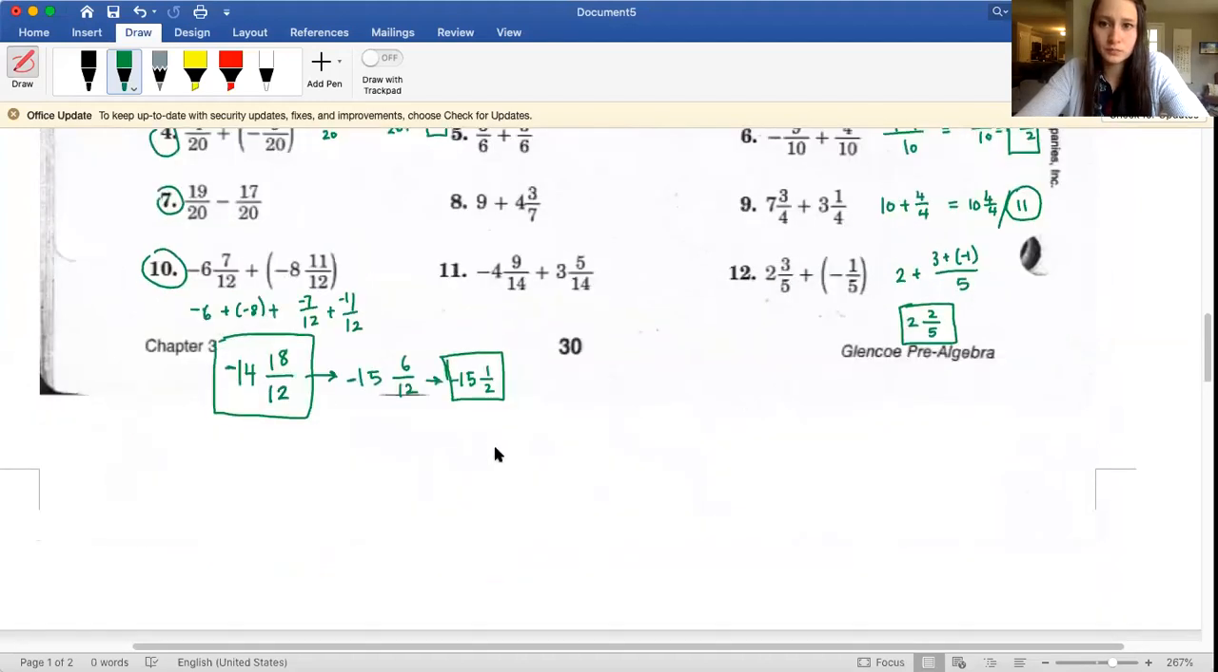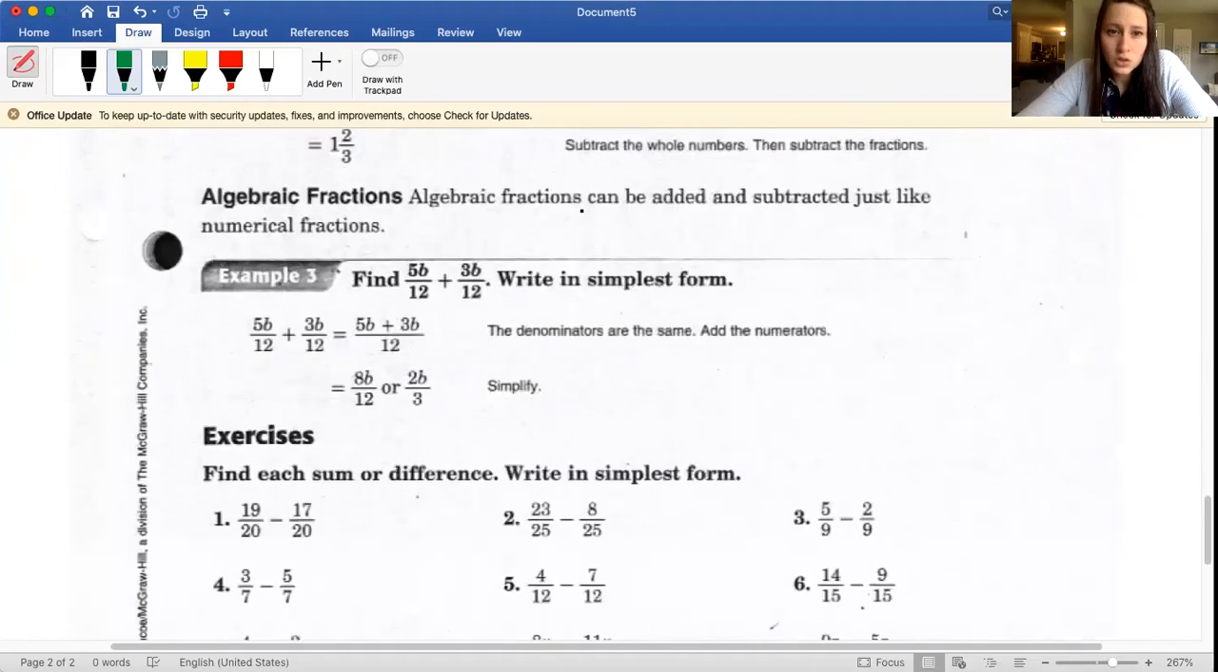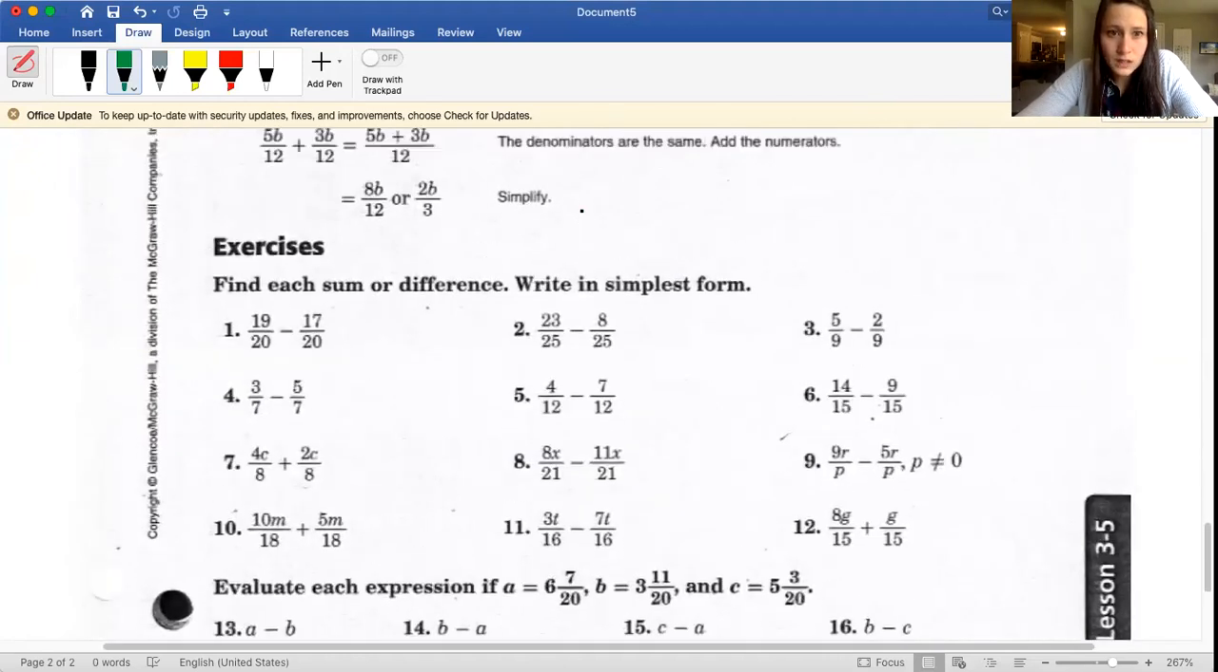So, okay, let's take a look at the back. Now we're looking at subtraction. So subtraction is the same rule. You're subtracting the numerators, and then the fractions have to have the same denominator for you to work that out. So let's do a column here.